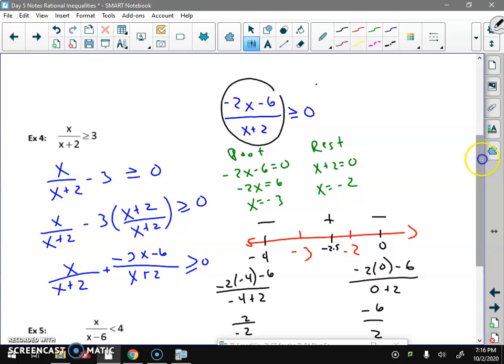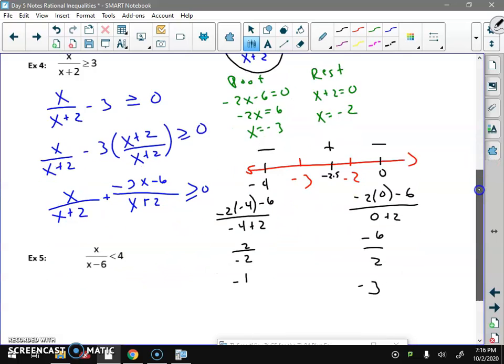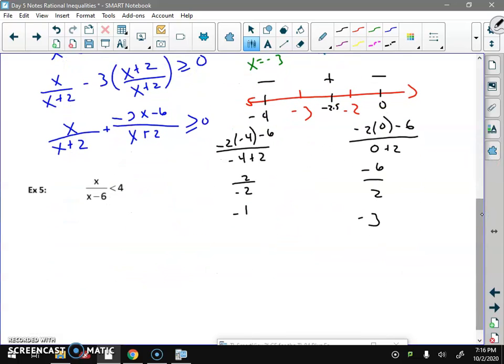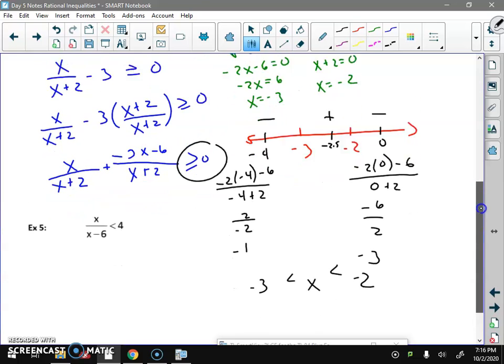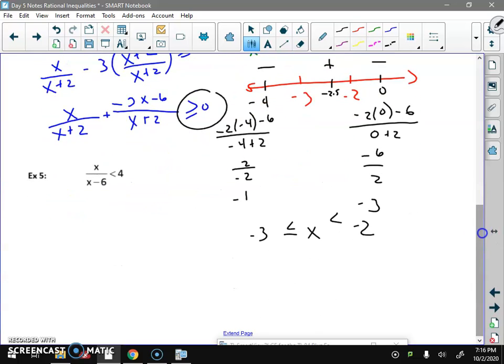What do I want? I want the positives. So I'm going to say the region in the middle here is any number. Not very many solutions between negative 3 and negative 2. It is an equals, but we can never include the restriction of -2. So I'm going to include that, but not that.